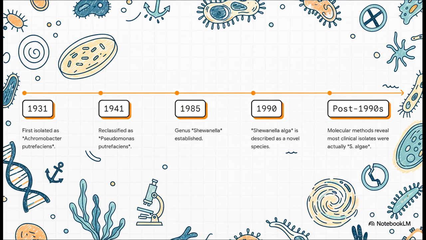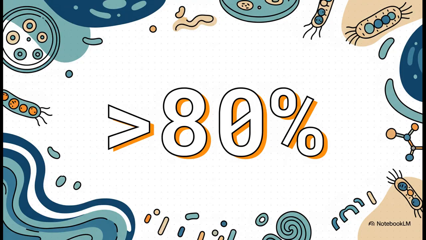As our molecular tools got way better, we started to realize something was off. The bug we kept finding in serious human infections, it wasn't actually Shewanella putrefaciens. And get this, the scale of the mix-up was huge. When scientists went back and re-examined old isolates, they found that more than 80% of the severe infections they'd blamed on Shewanella putrefaciens were really caused by its more aggressive relative, Shewanella algae. That discovery completely changed the game.